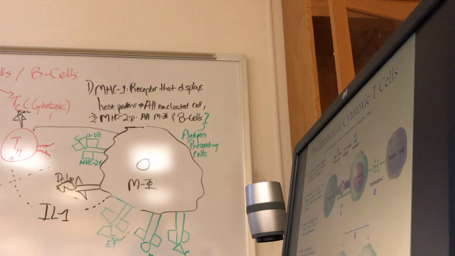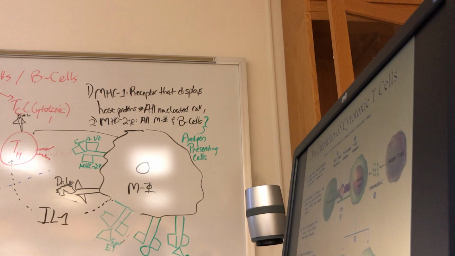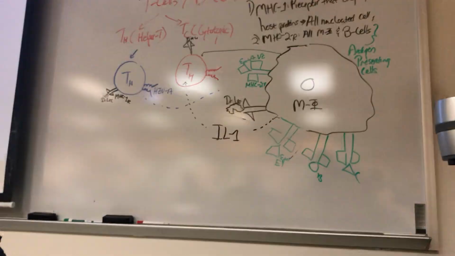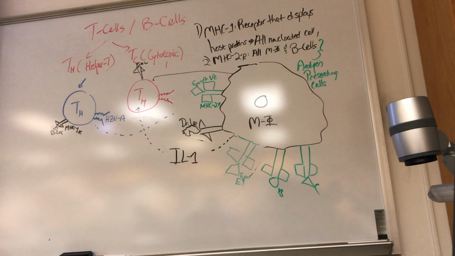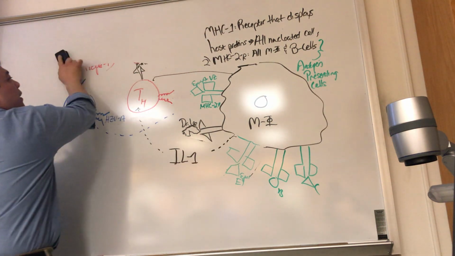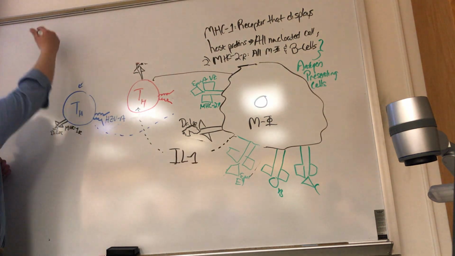Helper T cells, and there's what we call the rule of eights that I'm going to mention right now, which is helper T cells recognize things displayed on MHC2. So here's a rule of eights.